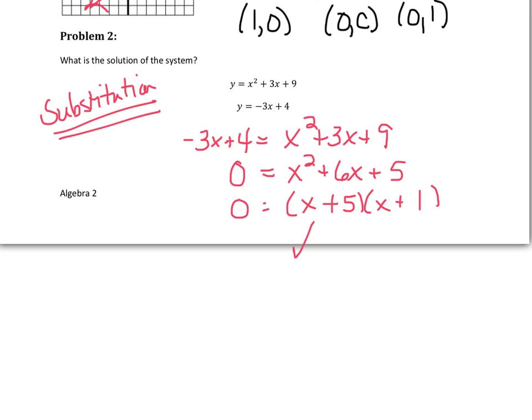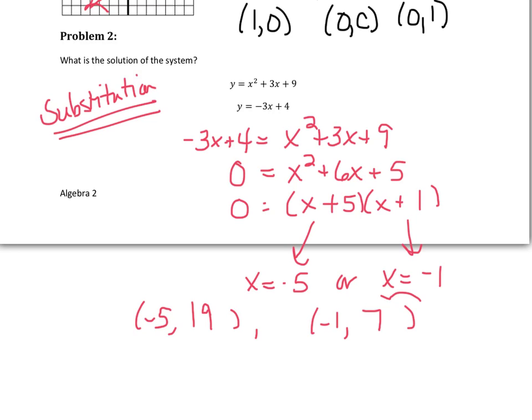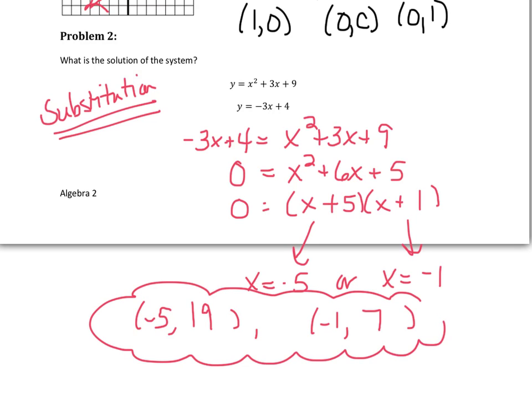And then setting each of those factors equal to 0 separately, I get x is equal to negative 1 and x is equal to negative 5. Then substituting into either one of those equations for x, the first point is going to be negative 1, 7. 7 is what my y-coordinate ends up being. And the other point then is negative 5, 19. Now, of course, you could graph this if you wanted to just verify that you had done everything correctly. But this is probably best solved by using substitution.